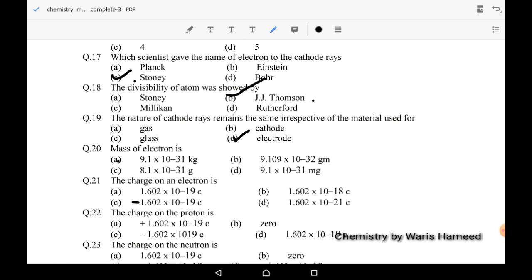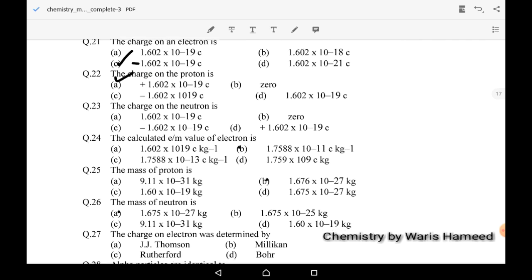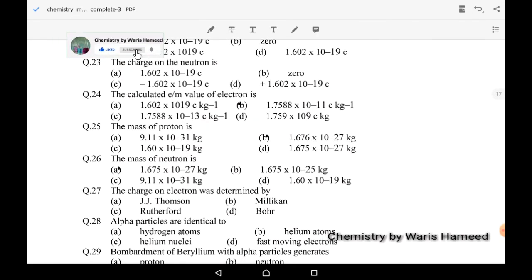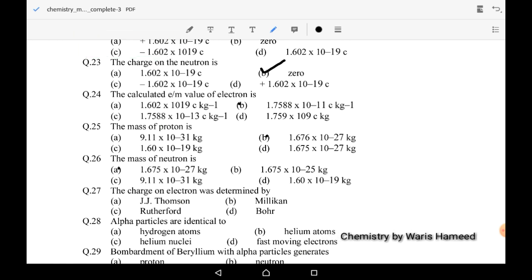The mass of electron is 9.1 multiplied by 10 raised to power minus 31 kilogram. In case of the 21st MCQ, the charge on an electron is minus 1.602 multiplied by 10 raised to power minus 19 coulomb. The charge on the proton is plus 1.602 multiplied by 10 raised to power minus 19 coulomb. Next MCQ, the charge on neutron is 0. Neutron is a neutral particle, so it will have no charge.